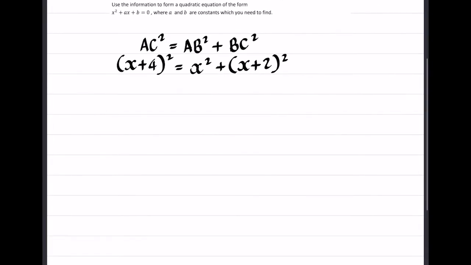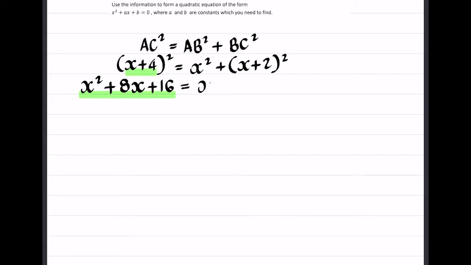Now we are squaring a binomial. So we'll have x plus 4 all squared. So we have x squared, x times 4 is 4x, double it, plus 8x, plus 4 squared, which is 16. So this binomial became this trinomial when I squared it.